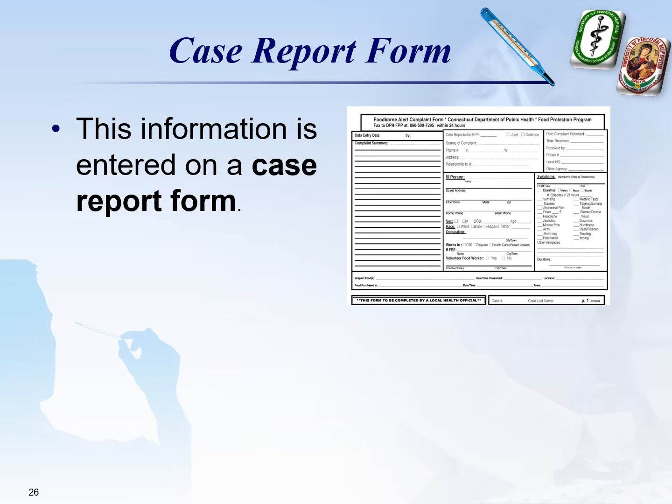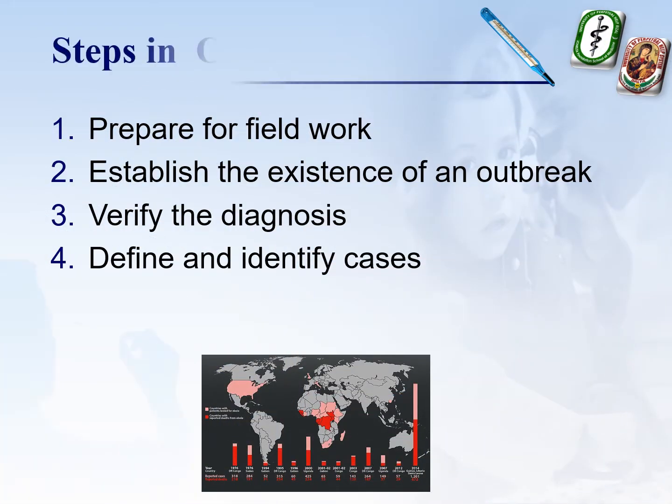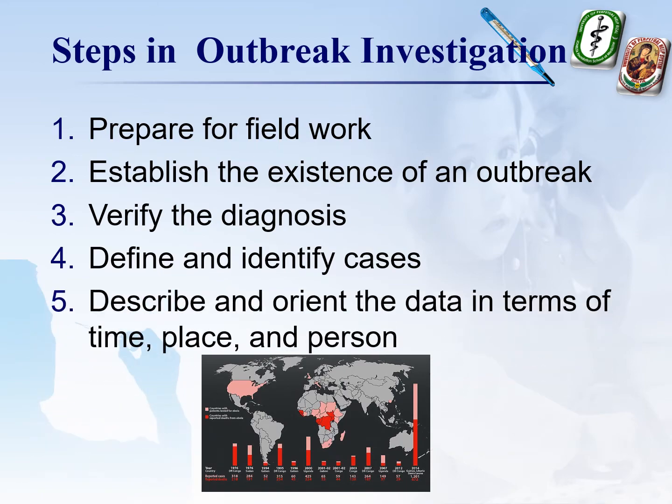compare it, a line listing is like the tagging of coronavirus cases, wherein each case is designated a number so that we know the number, location, and risk factor. Then we describe and orient the data in terms of time.